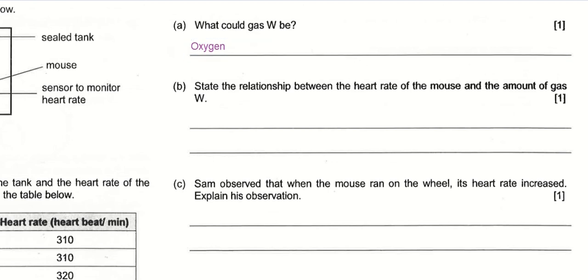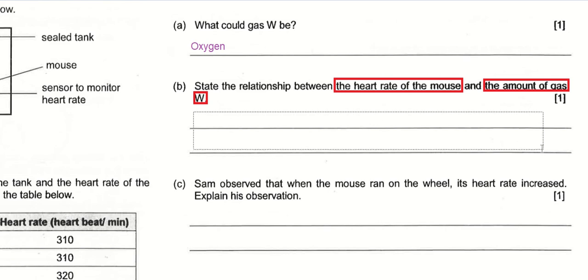State the relationship between the heart rate of the mouse and the amount of gas W. This part is very important, okay? You need to identify the relationship between the heart rate of the mouse and the amount of gas W. So you must have both in your answer. So what is the relationship?